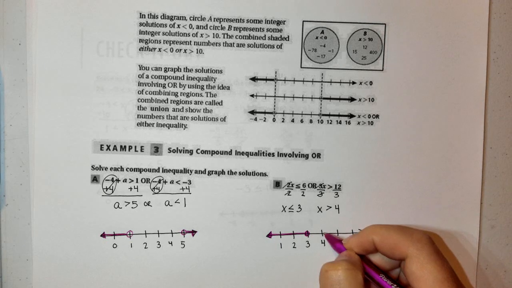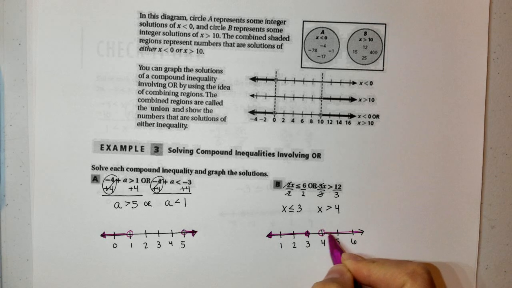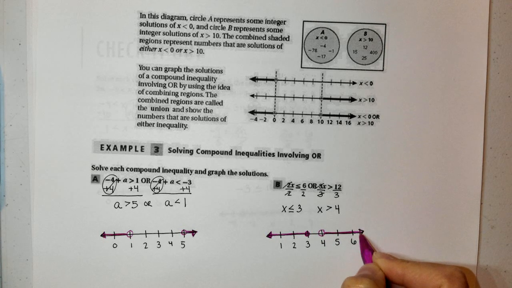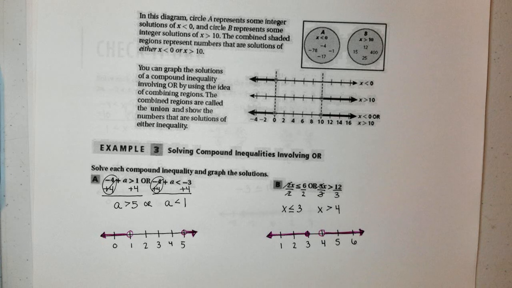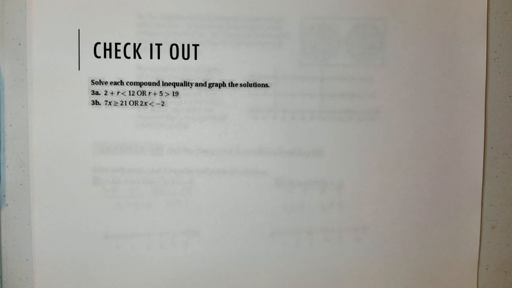X is greater than 4, so open dot at 4, and I shade to the right. So this is what my solution would look like. There are 2 check it out problems for you to try. So go ahead and pause the video and try these on your own, and then resume when you're ready to check your answer.